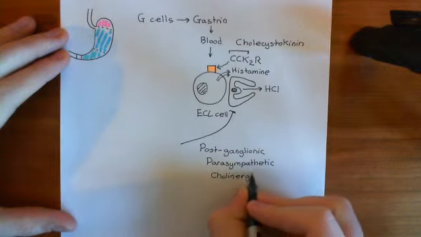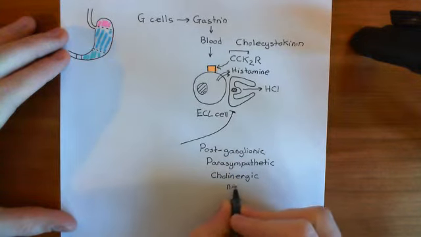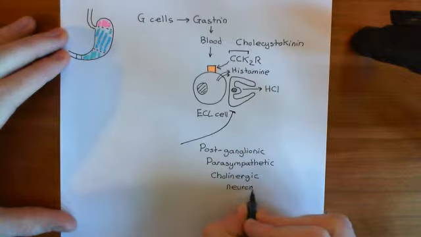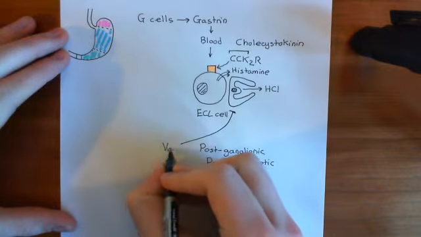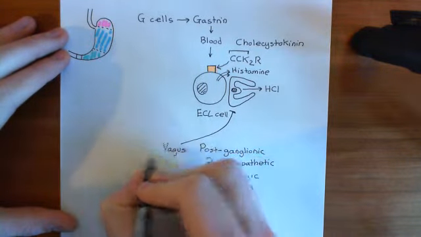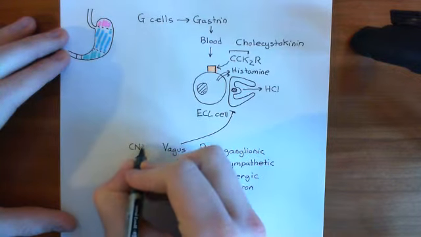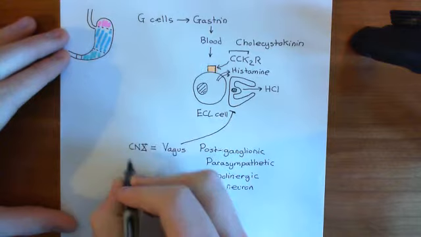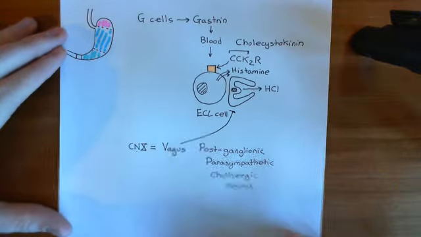So postganglionic parasympathetic cholinergic neurons from the vagus nerve. Okay, so cranial nerve 10. So CN10 I'll put like so. Okay, right, so CN is for cranial nerve 10.